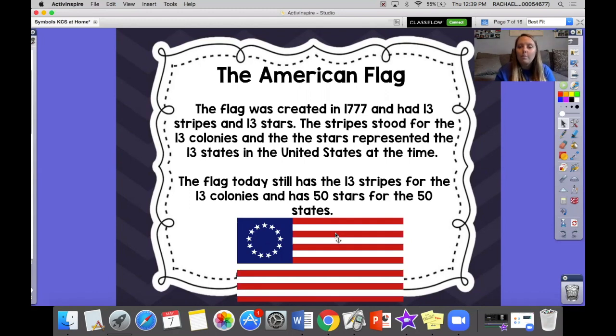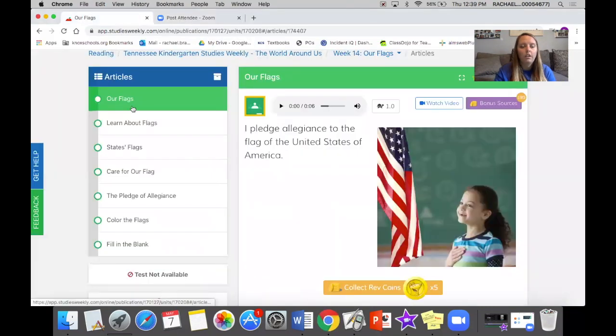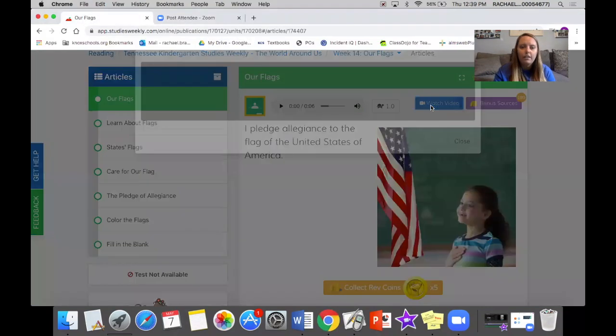And the stars represented the 13 states. So as soon as the United States became its own country, they had 13 states, and that's why there were originally 13 stars. So the first ever flag had 13 stripes and 13 stars. Now the flag today still has those 13 stripes, but we have 50 stars for the 50 states. And if we go to Social Studies Weekly, we can watch a really awesome video that tells us about our flag.